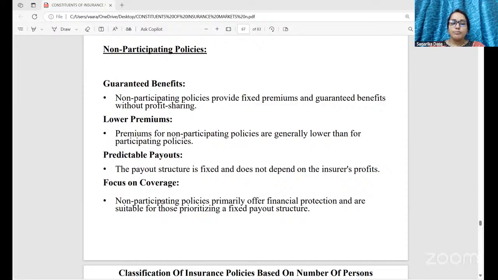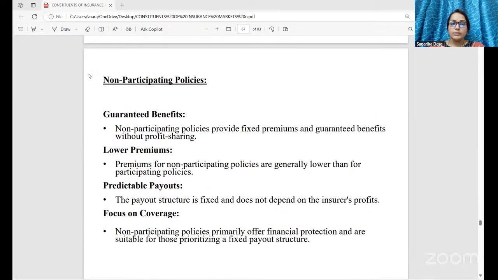Focus on coverage. Non-participating policies primarily offer financial protection and are suitable for those prioritizing a fixed payout structure. The policyholders who want a fixed payout structure and whose main aim is financial protection will go with these non-participating policies. This is about participating and non-participating policies as per the profits.